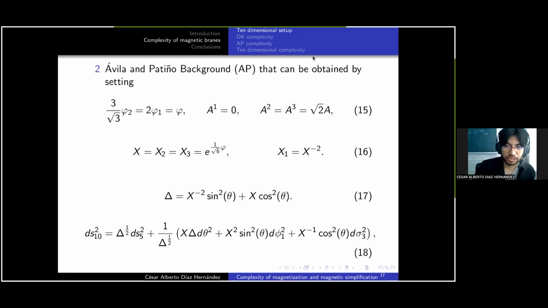Okay, when we put these fields in our 10-dimensional setup, our line element simplifies like this. And everything that appeared there, all our X and our delta, take this form. This is a little more complicated line element than the one we had in the previous background. But one important thing to notice is that this delta factor appears in the 5-dimensional line element. This will be relevant for the computation of the complexity in 10 dimensions, so keep this in mind.